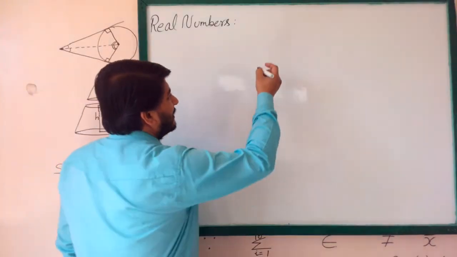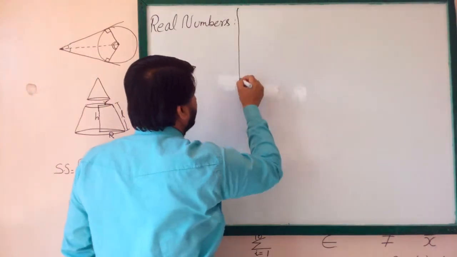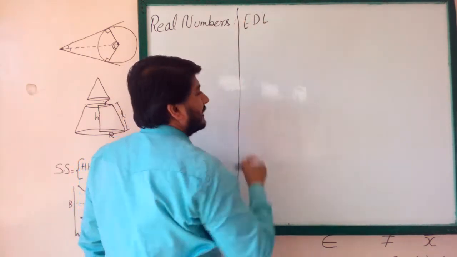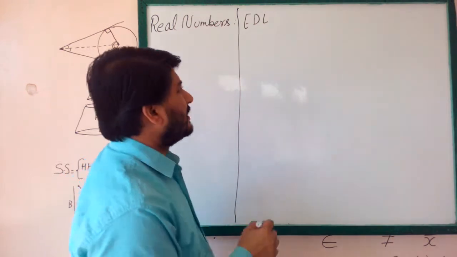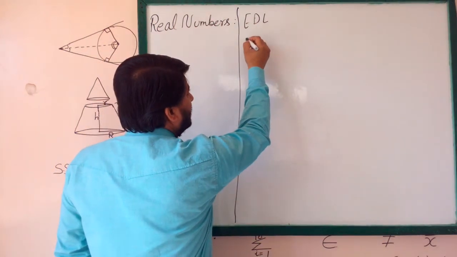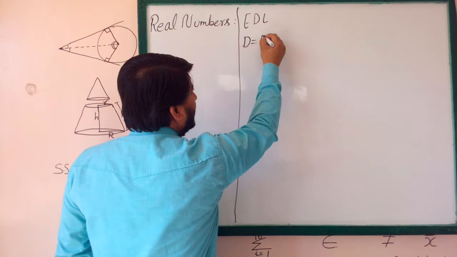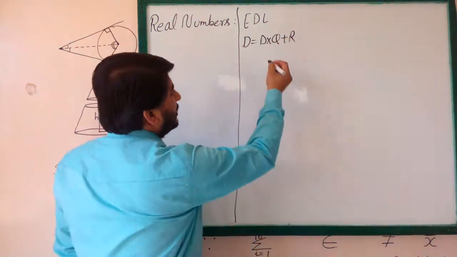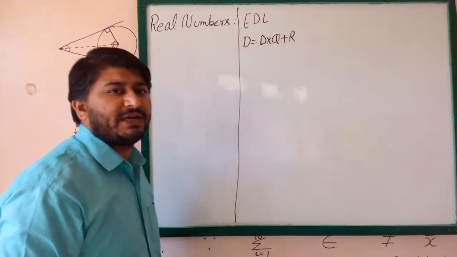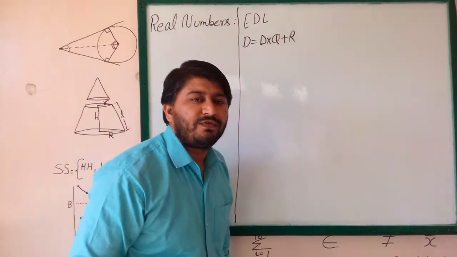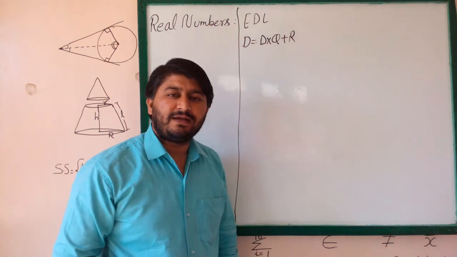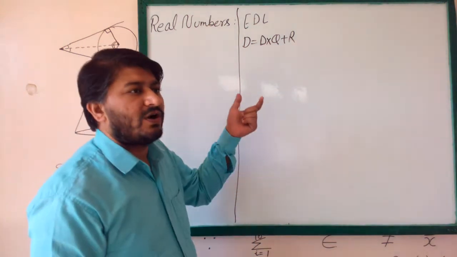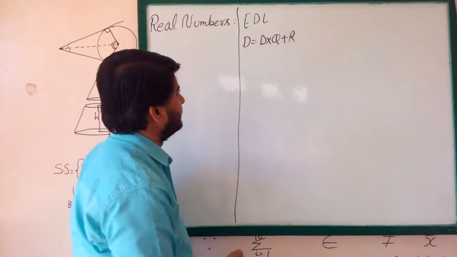The very first topic here is Euclid's division lemma. In junior classes, you have studied this equation: dividend equals divisor into quotient plus remainder. So, in Euclid's division lemma, you will be dealing with this equation, and you will be proving that for any integer, there is such a representation.